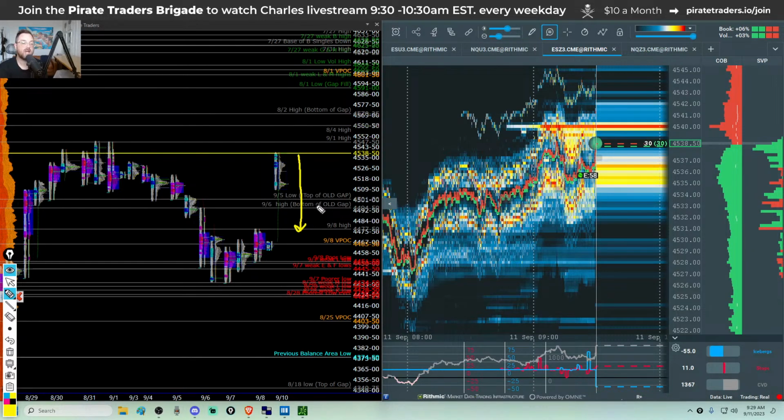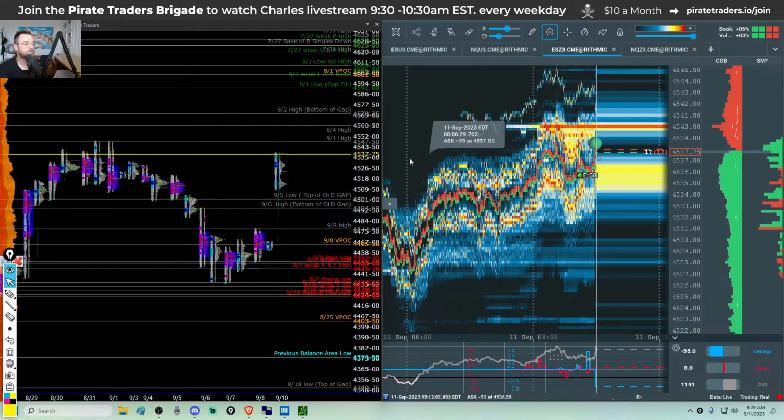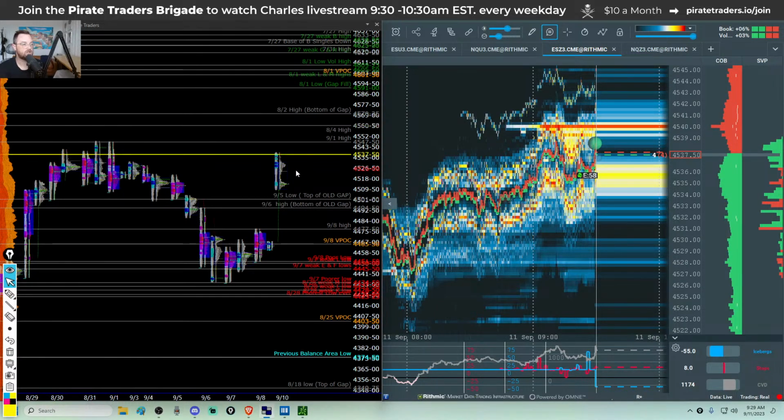Are we just going to go sideways all day today? Are we going to instantly find support and turn around and go higher? Or do we need to fully fill the gap? I suspect there's going to be a lot of chop and a lot of two-sided trade.